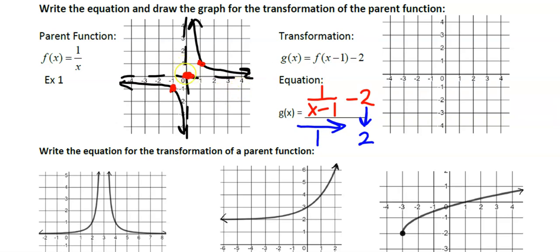So the whole graph is going to shift to the right 1 and down 2. So I start with where my asymptotes are, 0, 0. I take that point 0, 0, shift it to the right 1 and down 2, and now I have this point right here. And this is now where the asymptotes are going to cross. Then I take my point 1, 1 and shift it right 1 and down 2, and now it's right here. And then I take my other point, -1, -1, and shift it right 1 and down 2, and I have a point right here. And now I can draw the translated graph.